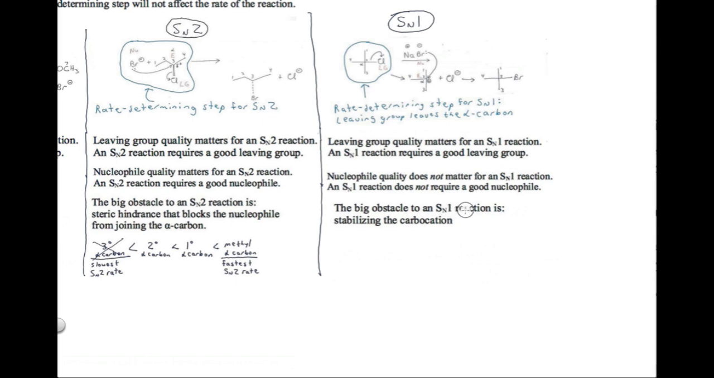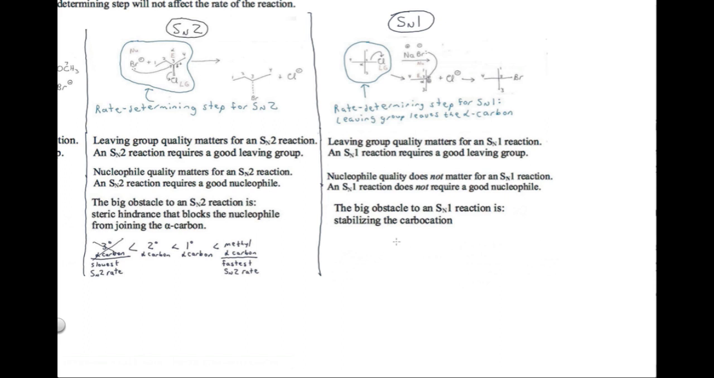The big obstacle to SN1 is stabilizing the carbocation. Justification? Well, remember, in the rate determining step, we're forming the carbocation. That's why this was a slow step. This first step is a slow step because it's difficult to form this carbocation. Nature doesn't like forming a carbocation because it involves forming a formal charge, and also because the carbocation has an incomplete octet. So anything that helps to stabilize that carbocation will help to speed up an SN1 reaction.